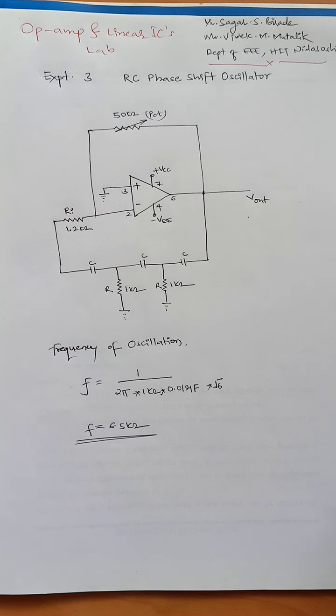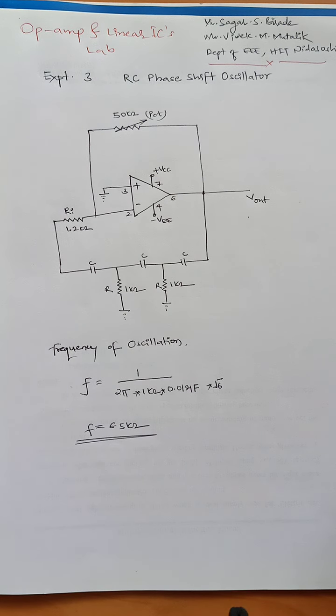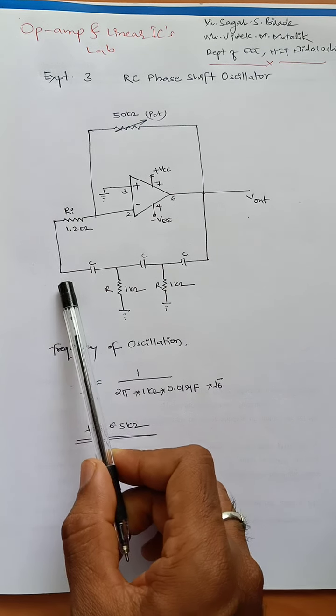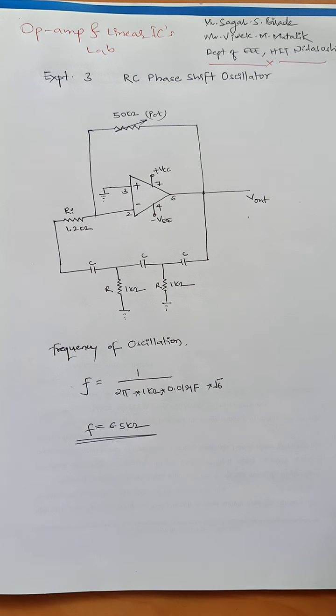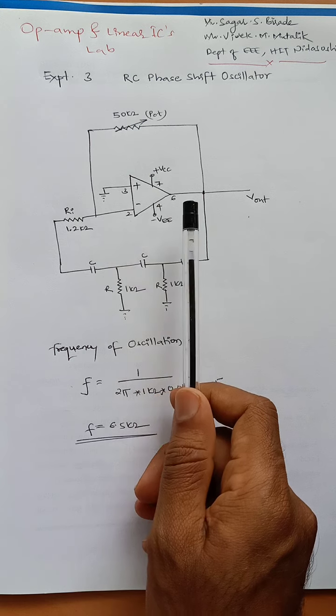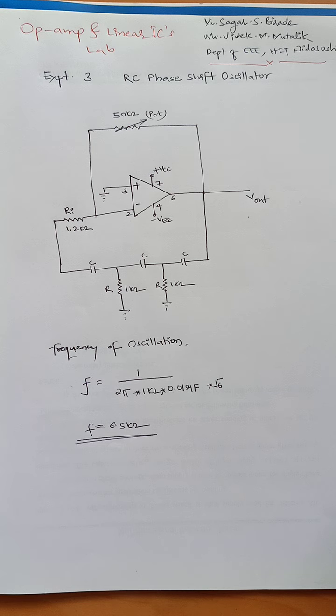Here we are making use of an inverting amplifier circuit. As we know, the inverting amplifier shifts the phase by 180 degree. For another 180 degree, we will make use of the feedback loop consisting of R and C elements. So together the 180 degree phase shift by the inverting amplifier and 180 degree phase shift by the feedback loop will give the phase shift of around 360 degrees.